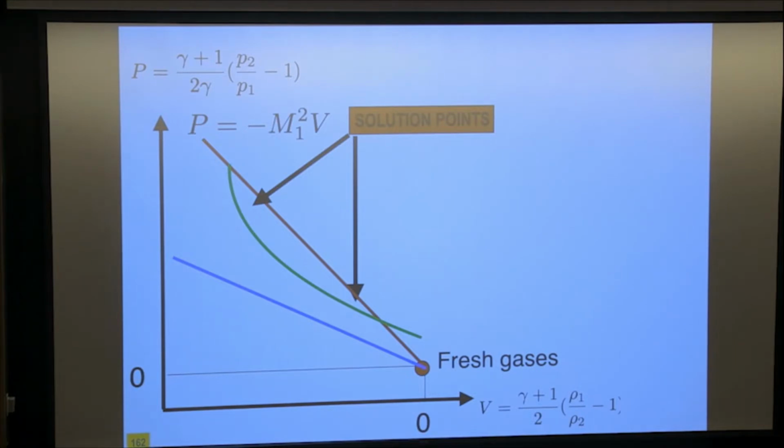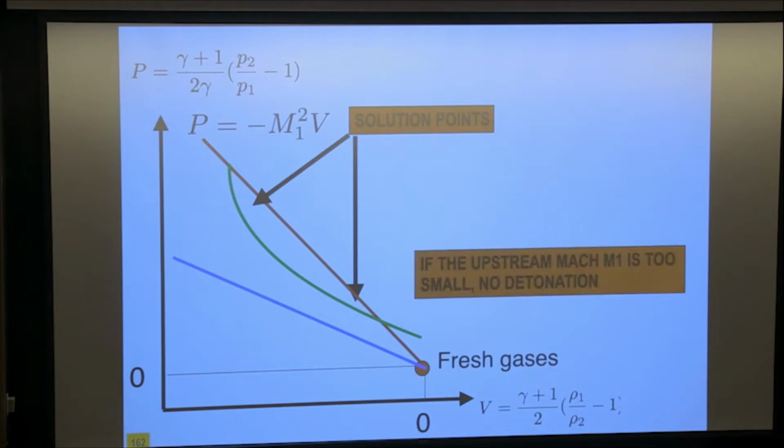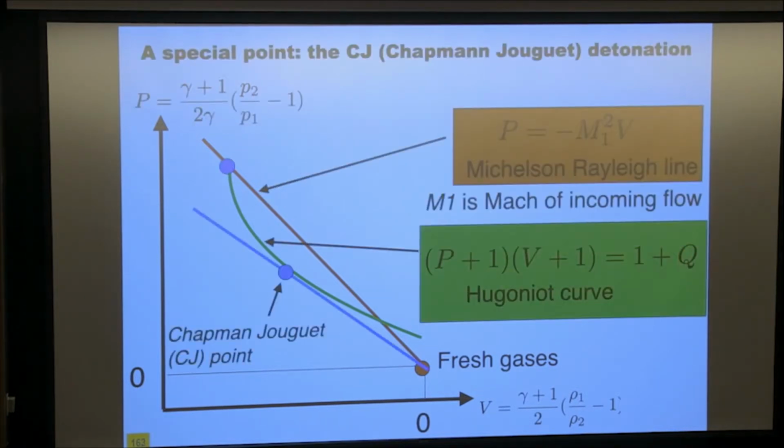The other thing you see is that when you move M1, at some point, it will be just tangent to the green line. This point is the famous Chapman-Jouguet point, okay? And we will actually show in a minute that this is the place where most detonations will take place. Not all of them, but most detonations will actually take place at this value here.